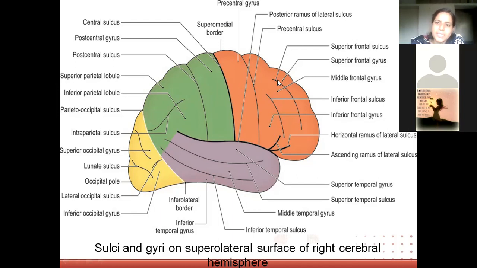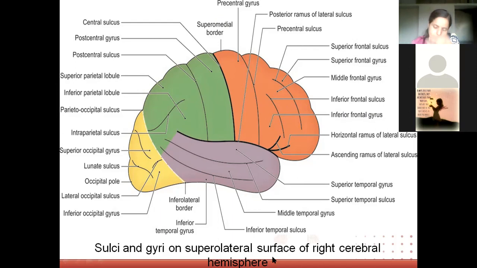Similarly, between these sulci, the superior and inferior frontal sulci, we have three gyri. What are those? Very simple names. You just name them as superior, middle, and inferior frontal gyri. Superior frontal gyrus, middle frontal gyrus, inferior frontal gyrus.